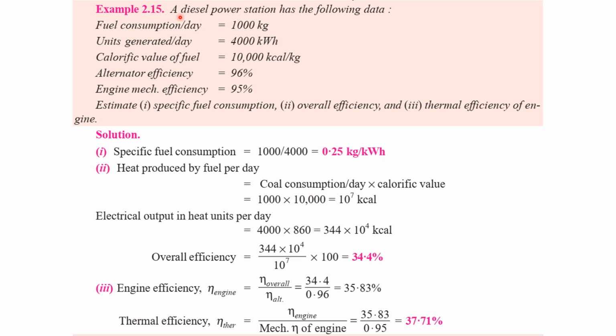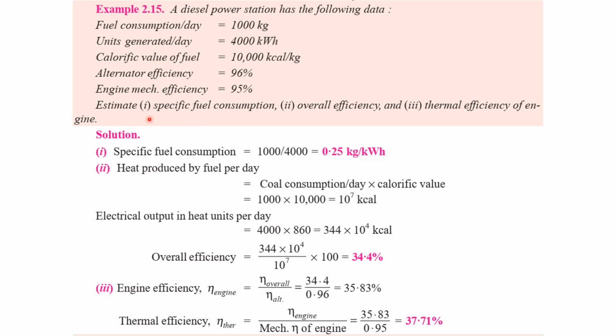Now in this example, there is a diesel power station which has the following data. The fuel consumption per day is 1000 kilograms. So each day this plant consumes 1000 kilograms of diesel fuel. The units generated per day are given to you, 4,000 kilowatt hours. The calorific value of fuel is also given to you. The alternator efficiency is also given. The engine mechanical efficiency is given. So you have to estimate the specific fuel consumption.